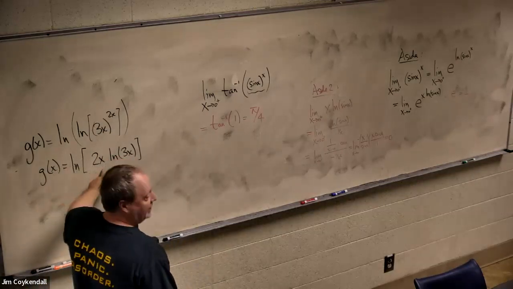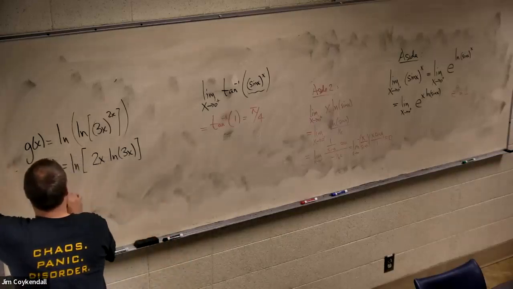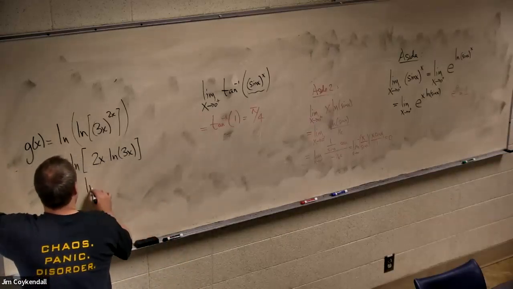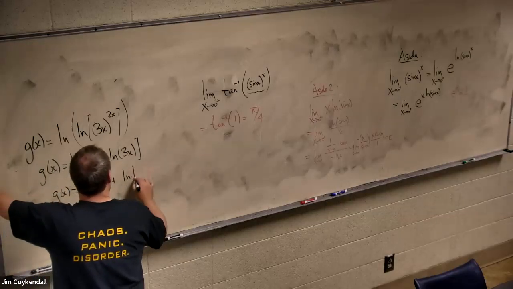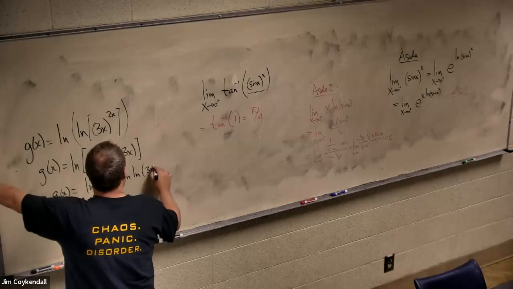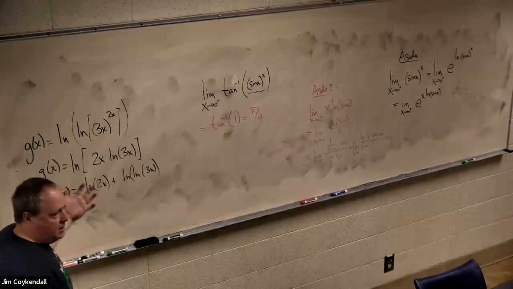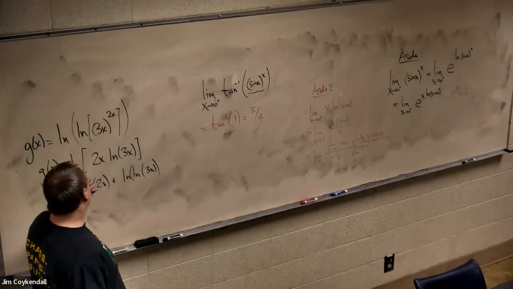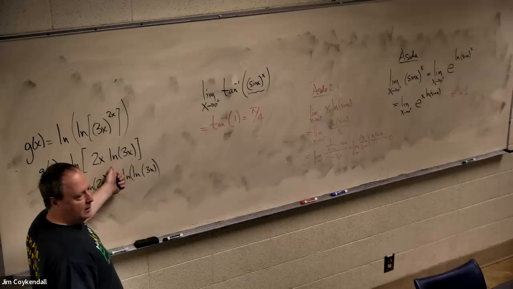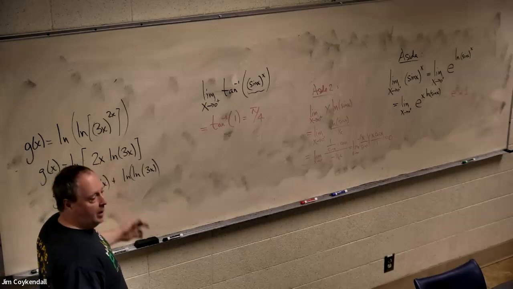And now to make things even easier, I'll use this log to break it up. Log 2x plus log 3x. So I've done no calculus so far. I've just used logs to break this up. You could take the derivative at this point, but it'll be messy, right? And you have a product rule. Now I have no product.